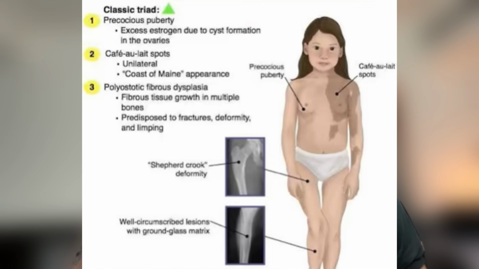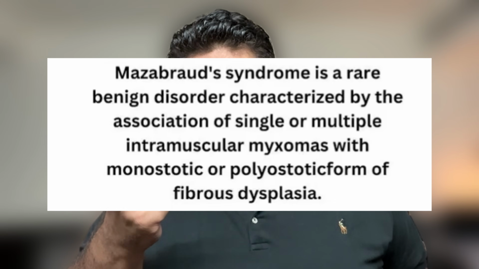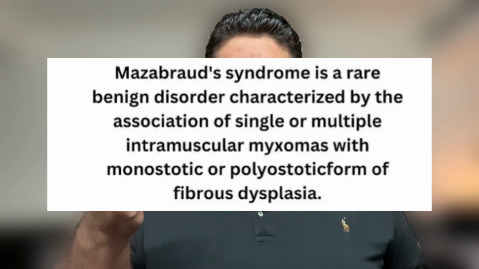The 9th update, the last update, is about fibrous dysplasia. 2 MCQs. McCune-Albright syndrome, Mazabraud syndrome. If you have precocious puberty with polyostotic fibrous dysplasia, McCune-Albright, along with café-au-lait spots. But if you have intramuscular myxomas with fibrous dysplasia, we are talking about Mazabraud syndrome.